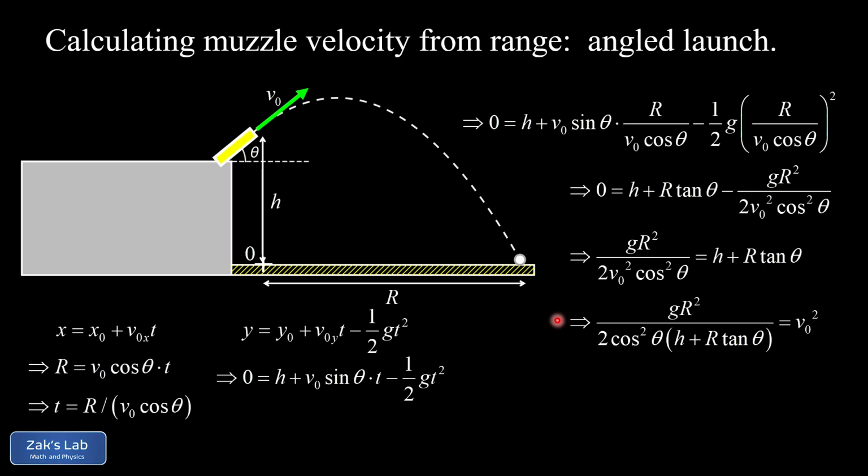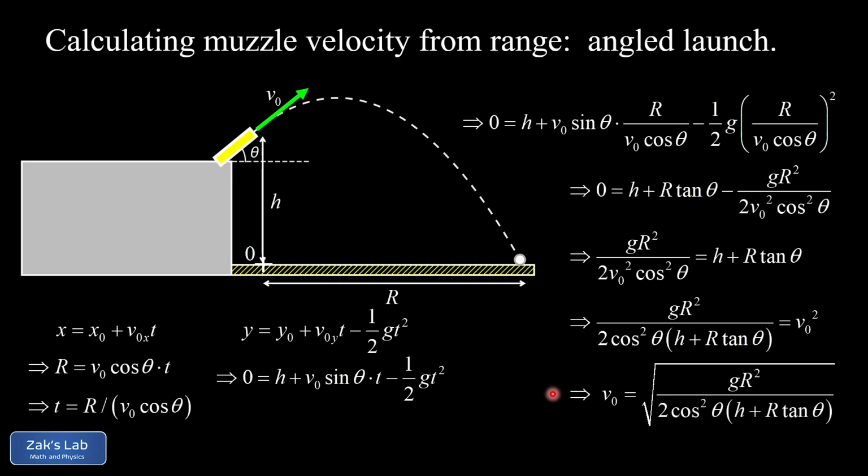On the left side, I have g r squared over 2 cosine squared theta times the quantity h plus r tangent theta. And on the right side is just a v naught squared. So all I have to do now is take the square root of both sides, and I've solved for v naught. And there's my final expression for the muzzle speed of this projectile launcher, v naught.